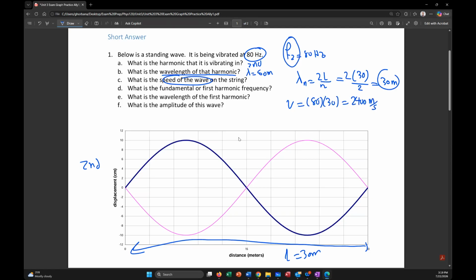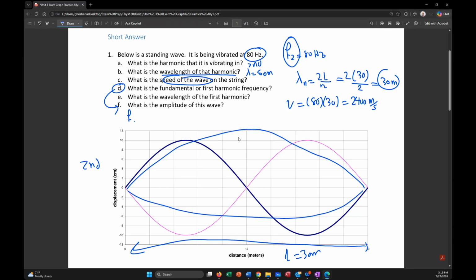Okay, part D is asking what the fundamental or first frequency is. When we have just one loop, you remember we said that Fn is n times F1. So F1 is going to be Fn divided by n. We already have the second harmonic frequency.